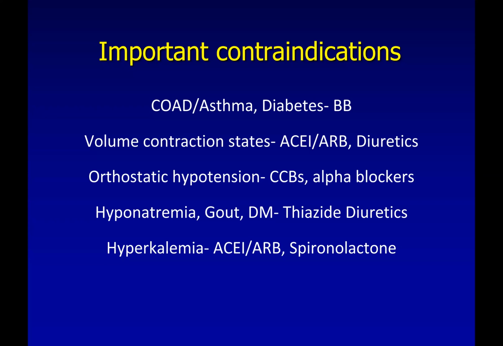If you have volume contraction states, that means you have low intravascular volume, then again, ACE inhibitors, ARBs, and diuretics are not to be used. Orthostatic hypotension, so you don't use vasodilators, so you don't use calcium channel blockers or alpha blockers. Similarly, hyponatremia, gout, diabetes, you don't use thiazide diuretics. Thiazides are known to precipitate diabetes mellitus, or they have an increased propensity to cause diabetes in the long run. Hyperkalemia, so ACE inhibitors and ARBs, which have the propensity to cause hyperkalemia, and spironolactone, potassium sparing diuretics, you will avoid. So these are just some contraindications.